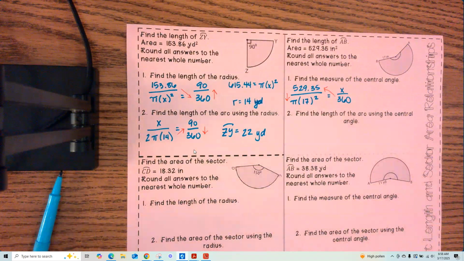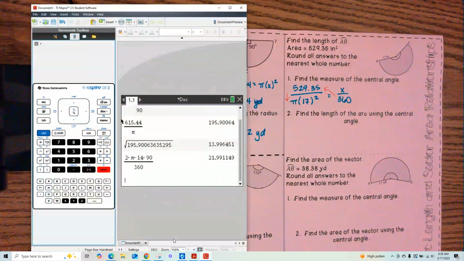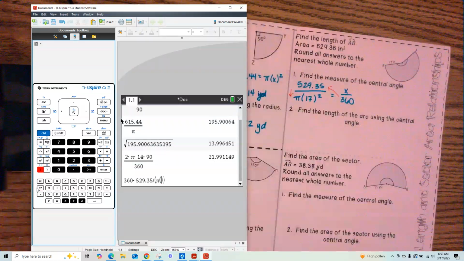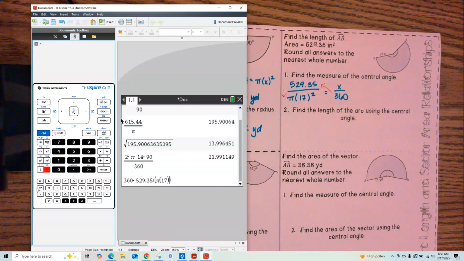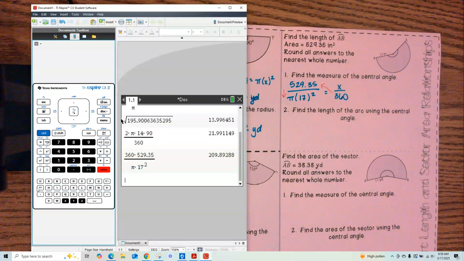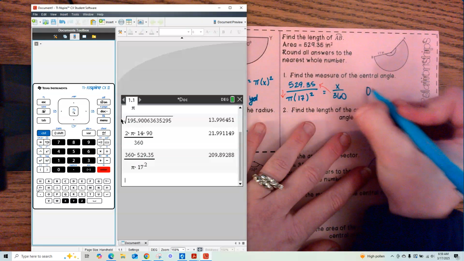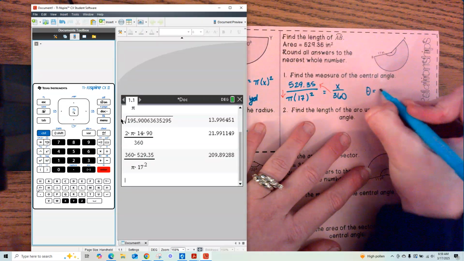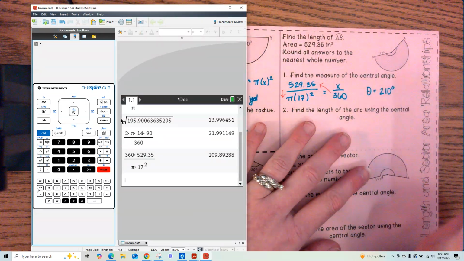Okay, remember, you just go corner to corner. That's your first move in these. So 360 times 529.35 divided by, and again, I'm going to stick that whole area. This whole piece is going to get its own set of parentheses. And we're going to round to the nearest whole number. So that central angle is going to be 210 degrees.